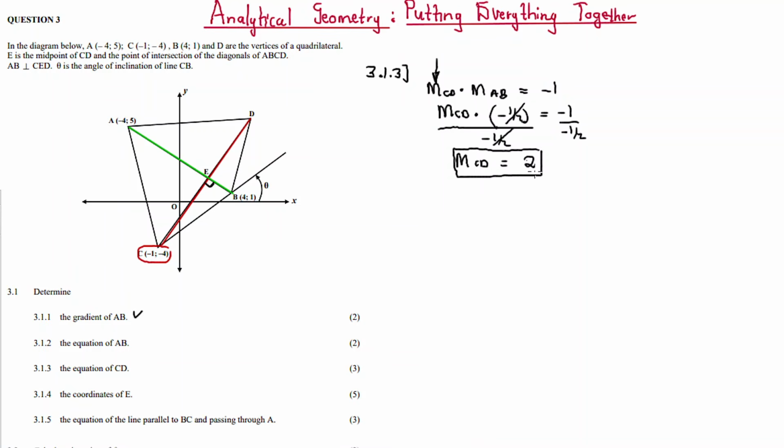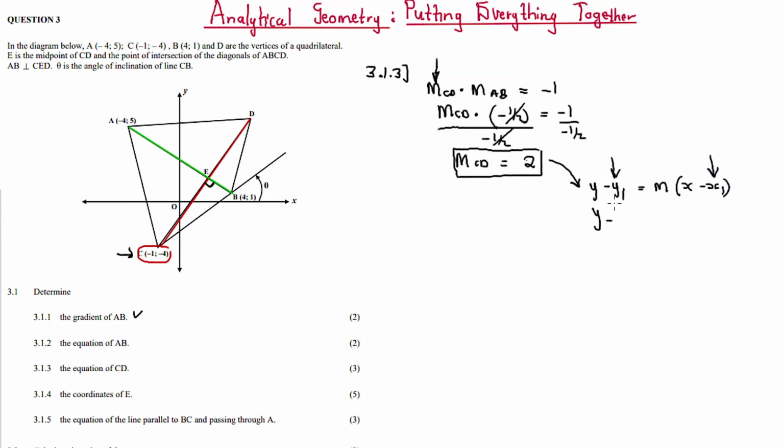I now have a gradient. I also have a point. Therefore, I can calculate the equation for the straight line. So y minus y1 equal to gradient multiplied by x minus x1. Again I'm using this formula. So for y1 and x1, I'm going to substitute the coordinates for the chosen point. In this case, we only have one option, it's that C point.